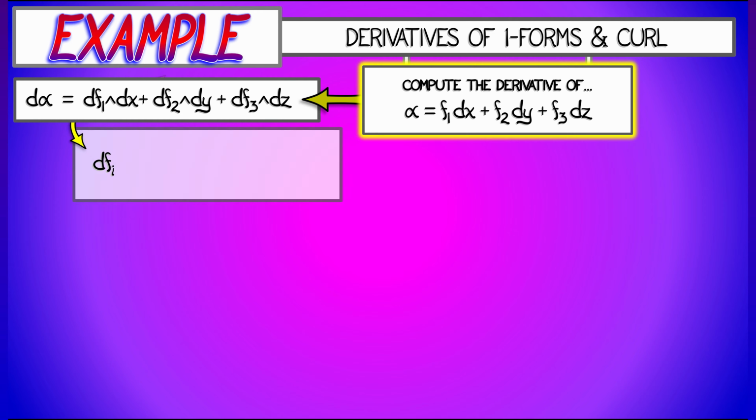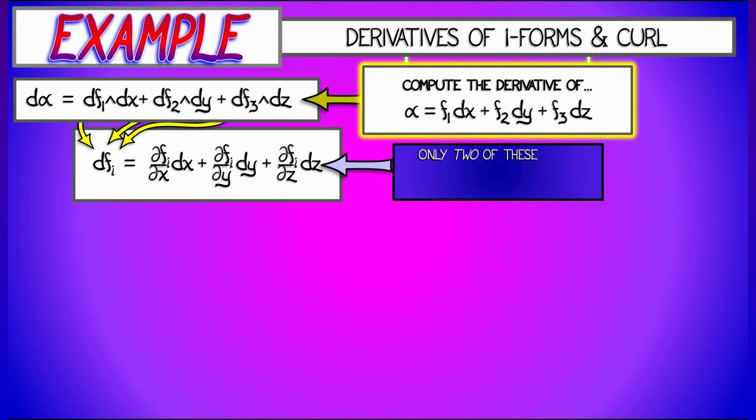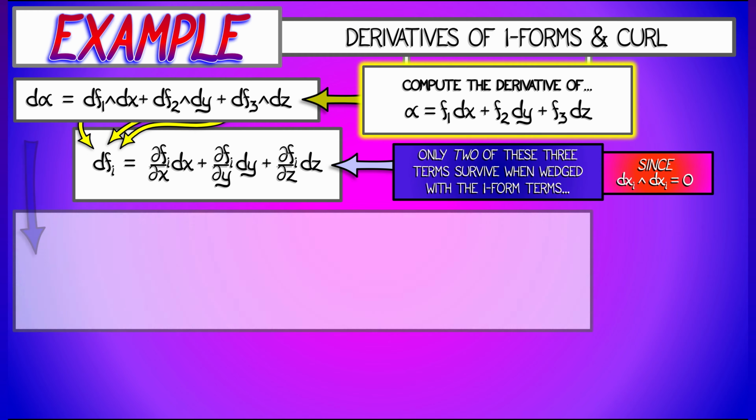Now, each of these fi's has derivative equal to the gradient one form. It's partial fi partial x dx plus partial fi partial y dy plus partial fi partial z dz. That much we know. What happens when we wedge it up? Well, one of these terms is always going to die because dx wedge dx is 0, and dy wedge dy is 0, and dz wedge dz is 0. So let's do a bunch of algebra and assemble this together to compute d alpha.